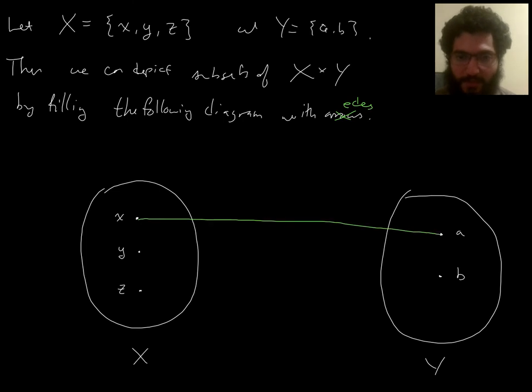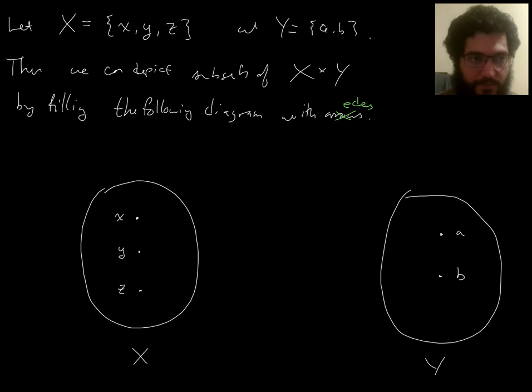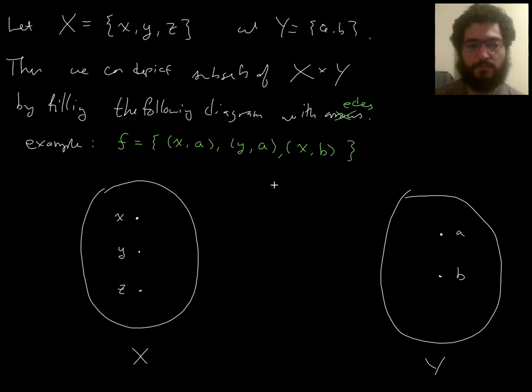So like if the pair x comma a is in a particular subset, then in your depiction of that subset you would include that edge. So let me give you an example. Let's say f is, so let me make it be in green. Let's say f is the following. Let's say f is this.